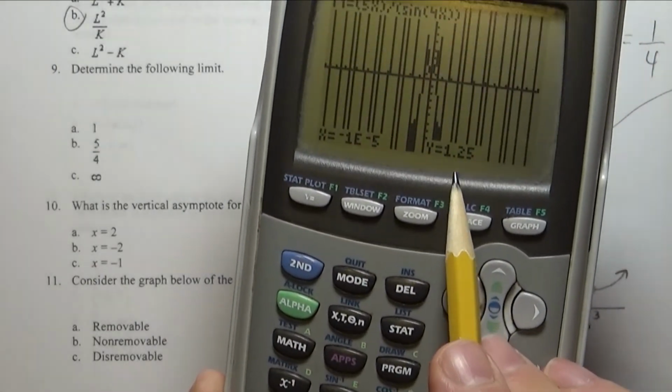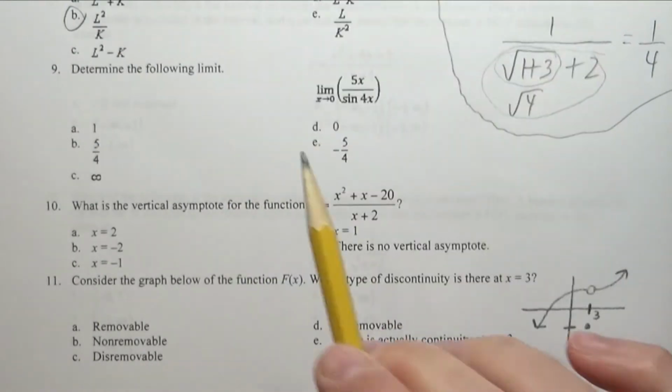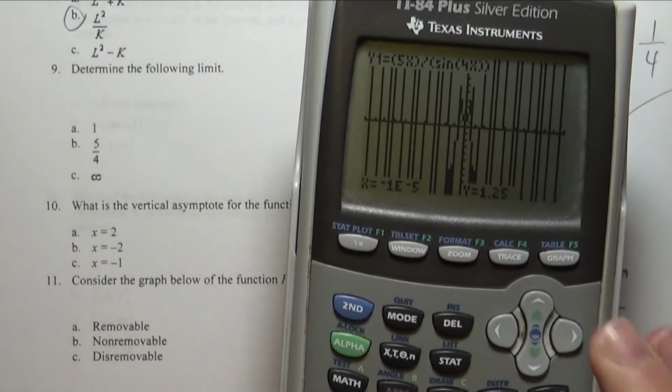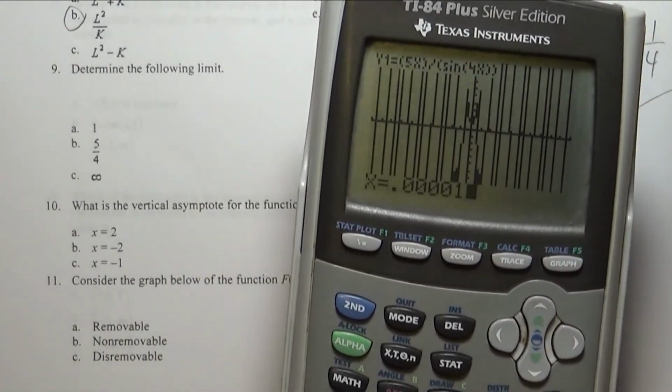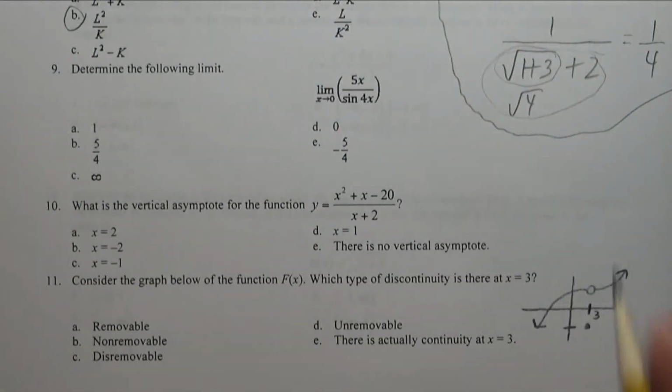What does y get really close to? 1.25. Now again, that's on the left side of x equals 0. X is never equal to 0. Just like that. 1.25. So the answer is 1.25.